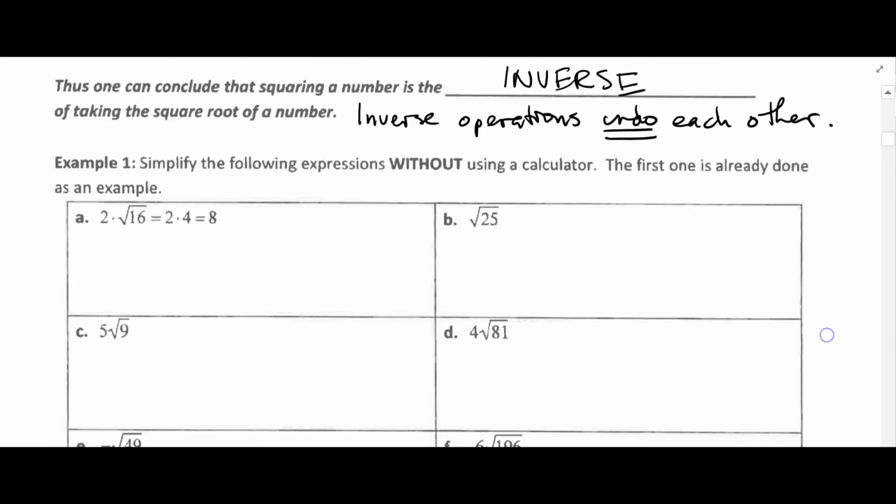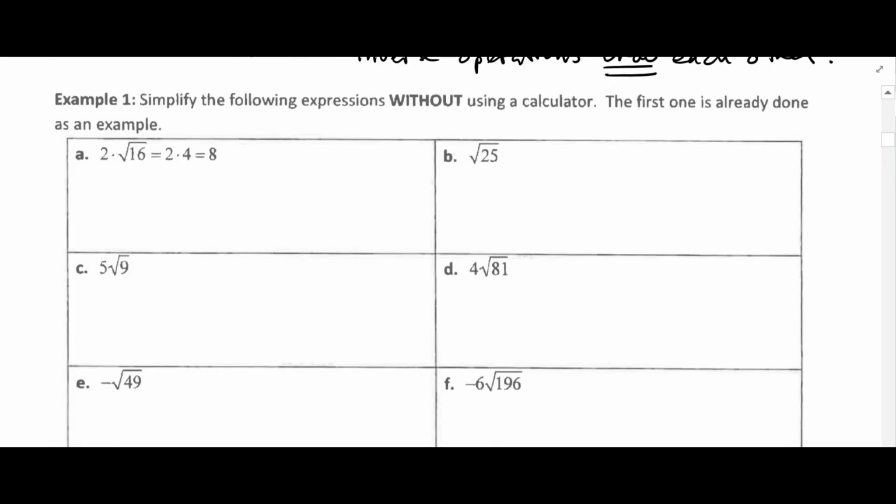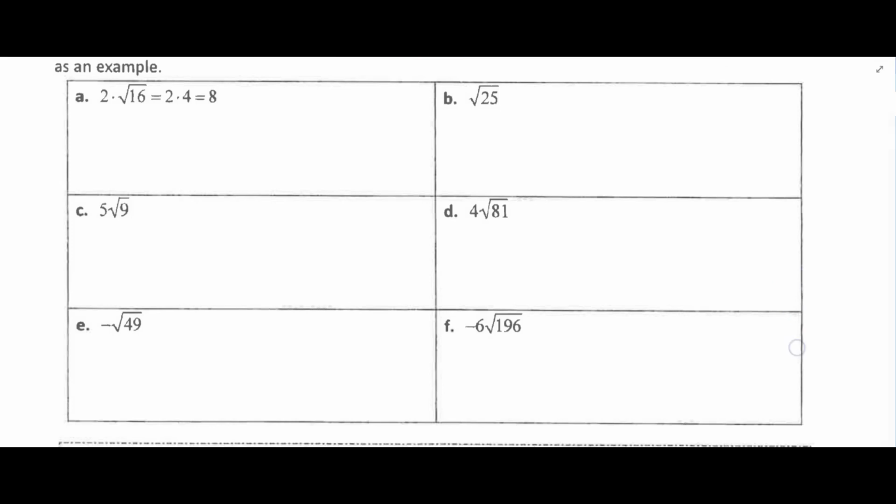All right, so we're going to do example 1. We're going to do this without a calculator. Okay, so let's take a look at part D. We've got 4 times the square root of 81. So this is going to be 4. We know that a number multiplied by itself to get 81 would be 9, so that's 4 times 9. That would be 36. So 4 root 81 is equal to 36.